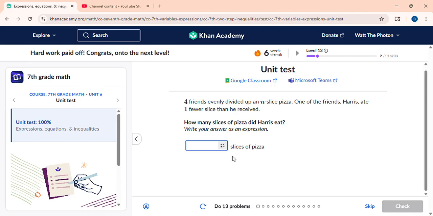So we have N divided by the 4 friends. One of the friends, Harris, ate one fewer slice. So we're going to have N divided by 4, the amount of pizza slices that he received, minus 1, is equal to H.